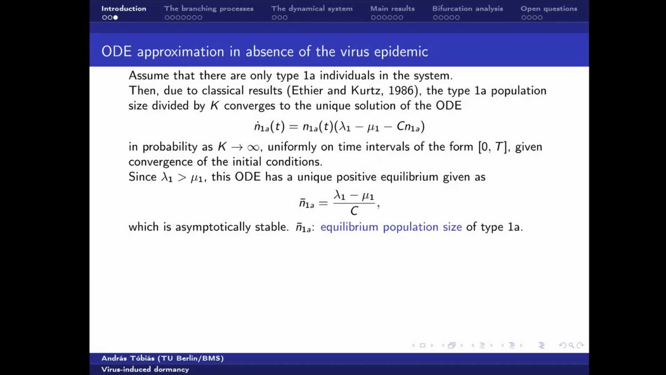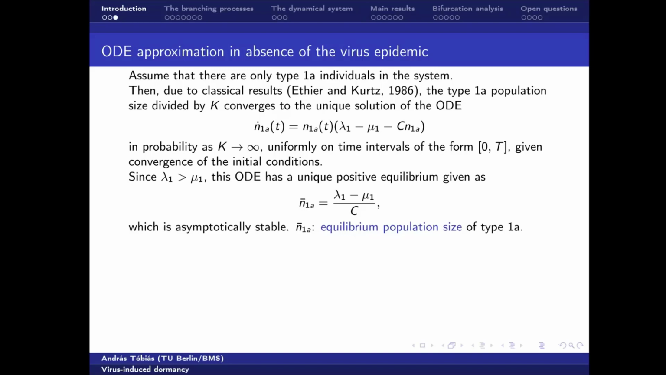If it's fine, then let's look at the system again for a minute without the viruses. If there are only type 1A individuals in the system, then we know from APR and Kurtz that if you scale the population by K, and look at compact time intervals, then you converge to a solution of this one-dimensional differential equation. The derivative of M1A of t is M1A of t times birth rate minus death rate minus this competition C times N1A. This is, of course, an easy to analyze system. It has an equilibrium if one of the two factors is 0. So one equilibrium is 0.